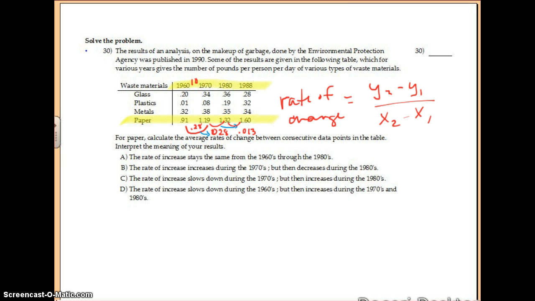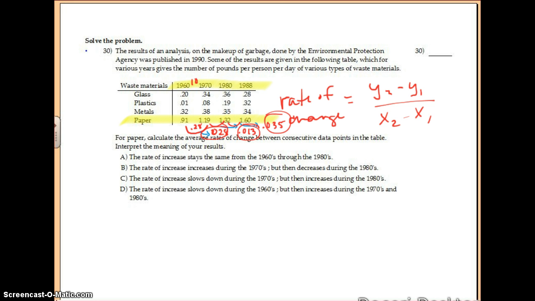And then we do the same thing for 1.6 minus 1.32, which is also 0.28. And then we divide that by 8 in this case, because the difference between 1988 and 1980 is 8. And that rate of change is 0.035. So that's what we're going to look at to decide those rates right there, to decide what happens.